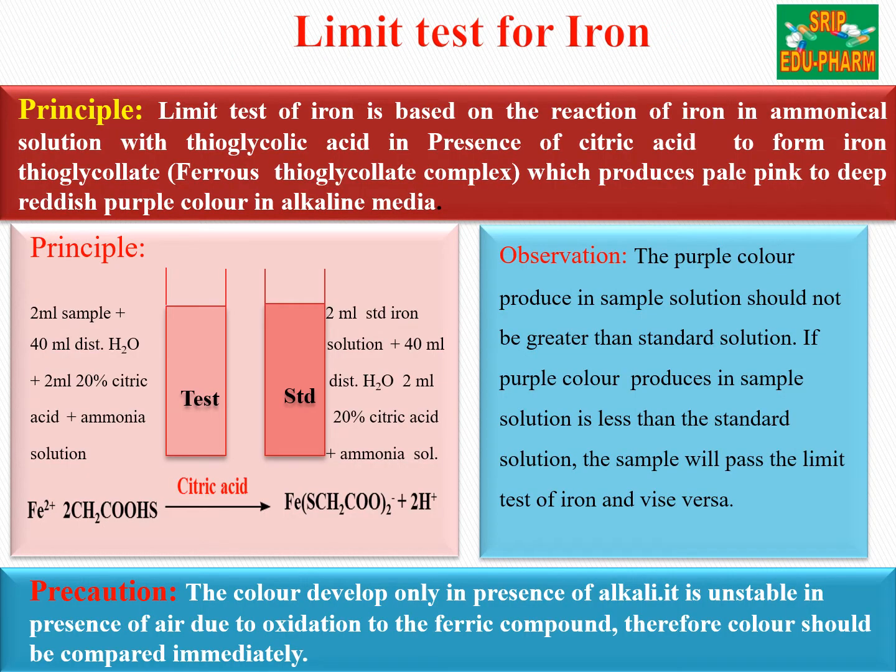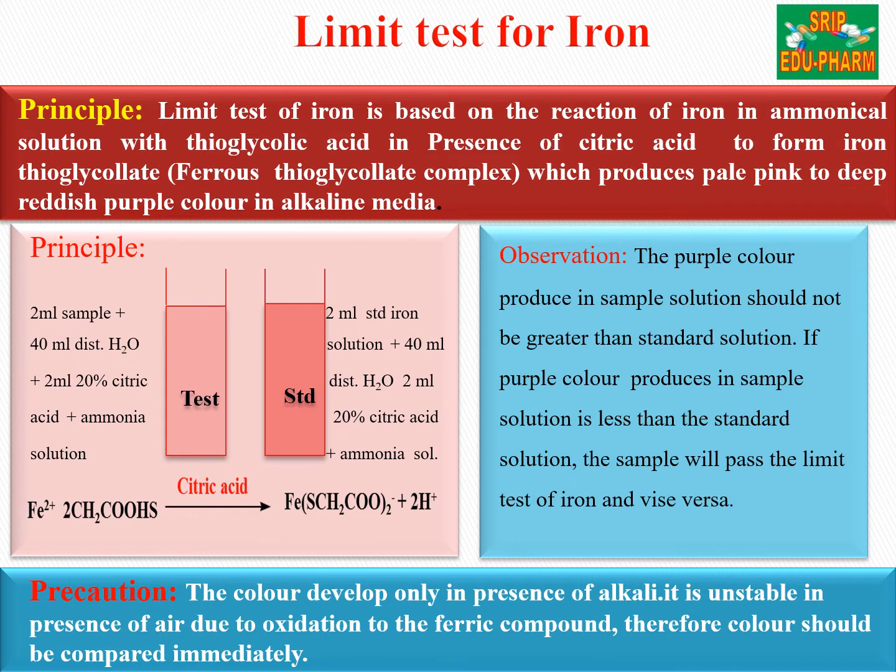Limit test for iron. The basic principle involved in the limit test of iron is based on the reaction of iron in ammoniacal solution with thioglycolic acid in the presence of citric acid to form iron thioglycolate complex, which produces pale pink to deep reddish purple color in alkaline media. The color produced by the test solution is compared with standard iron solution. Here ferric ammonium sulfate is used as standard iron solution.